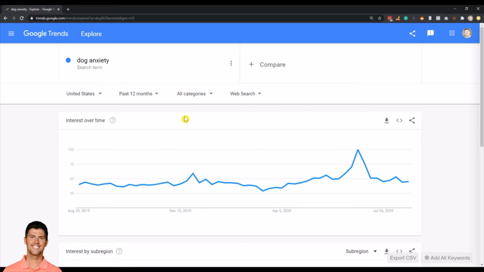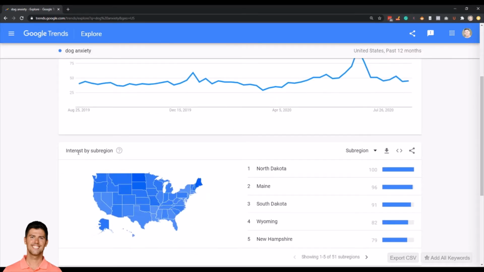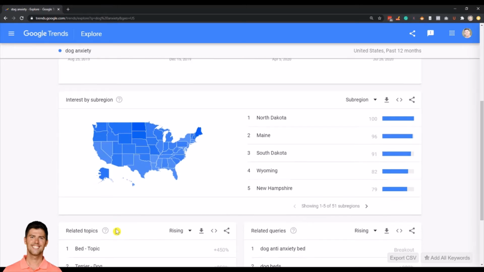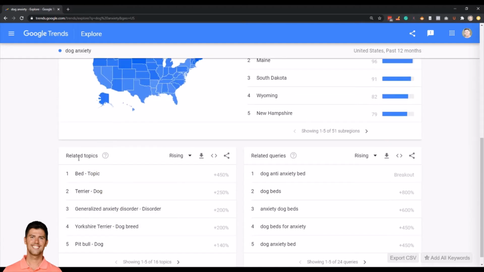over time. And also down below, it'll give you a breakout by sub-region. So what are the regions that are most interested in this niche, which is great for when you are starting to develop our audience profile. And also, it's going to give you related topics and related queries.